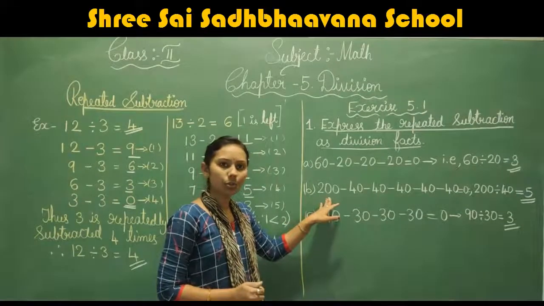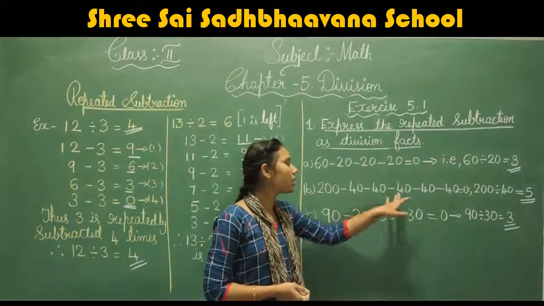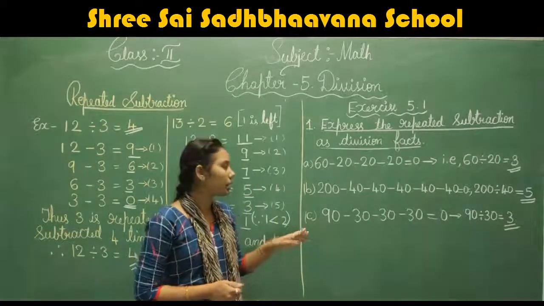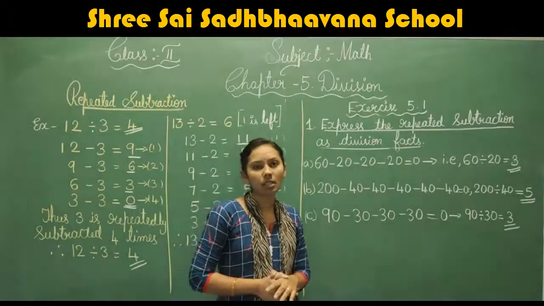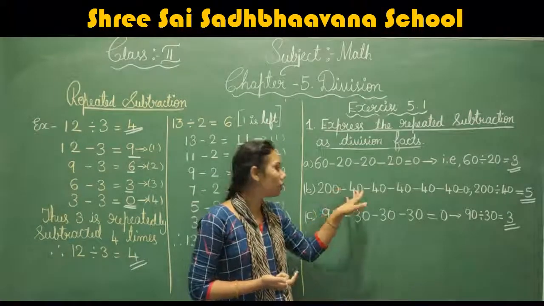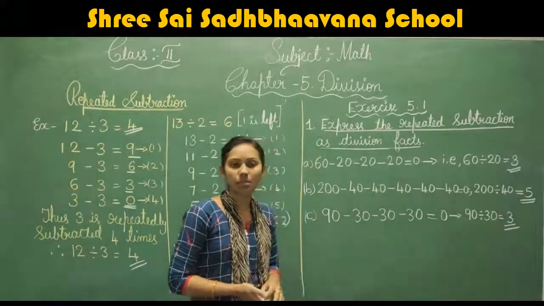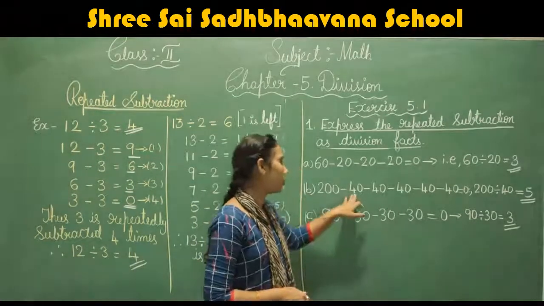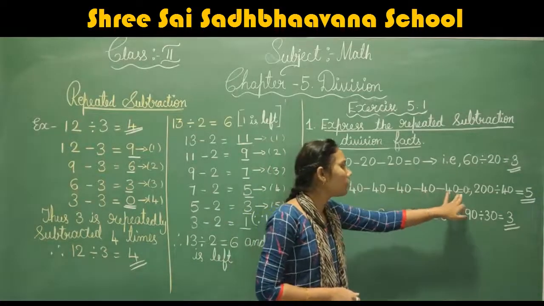200 is your dividend. Next, 40 is repeatedly subtracted. So what number is repeatedly subtracted here? Yes, 40. So this will be your divisor. 200 is your dividend, 40 is your divisor. How many times has it been subtracted repeatedly? We have to find out the number of times now. Let us count. 1 time, 2 times, 3 times, 4 times, 5 times.